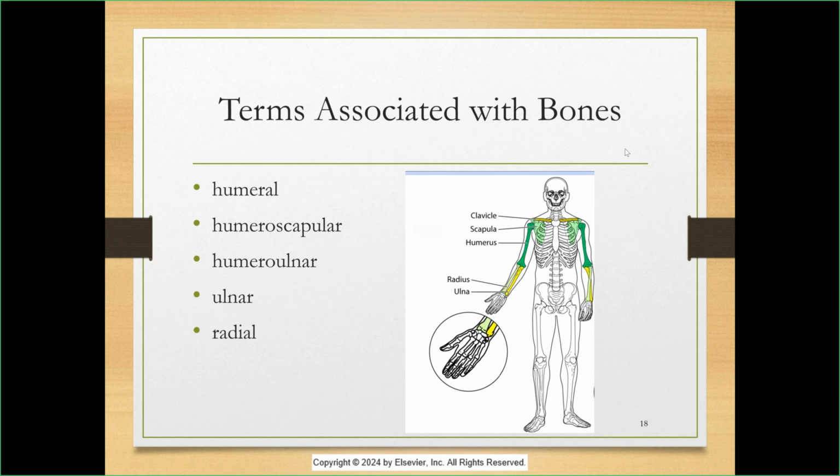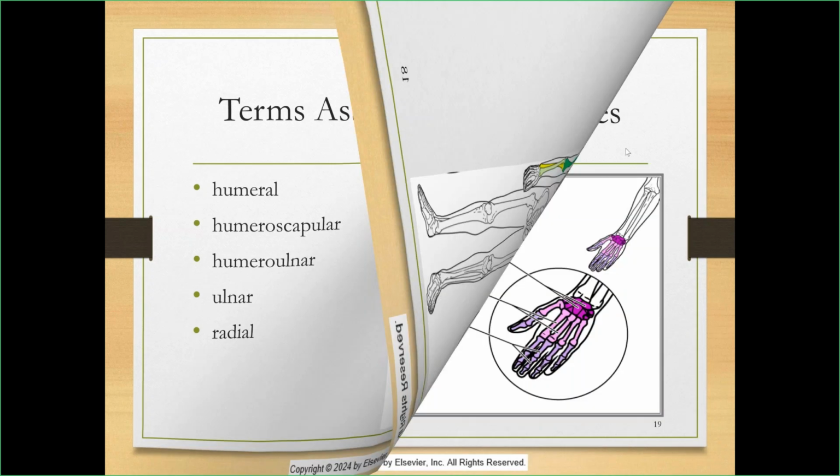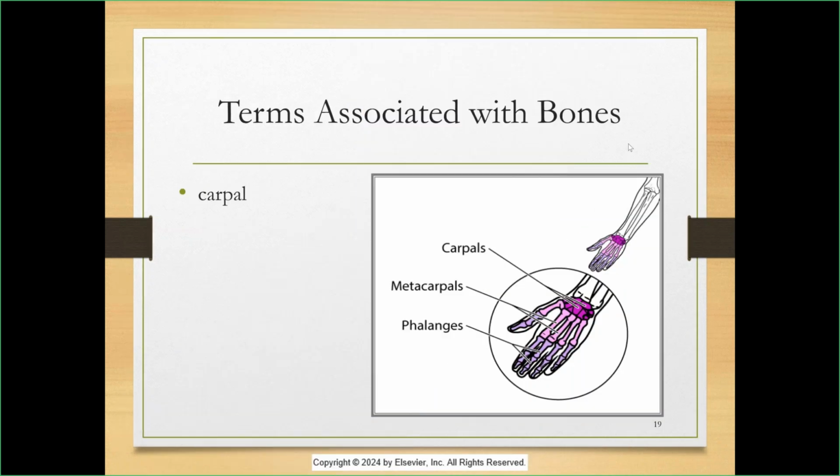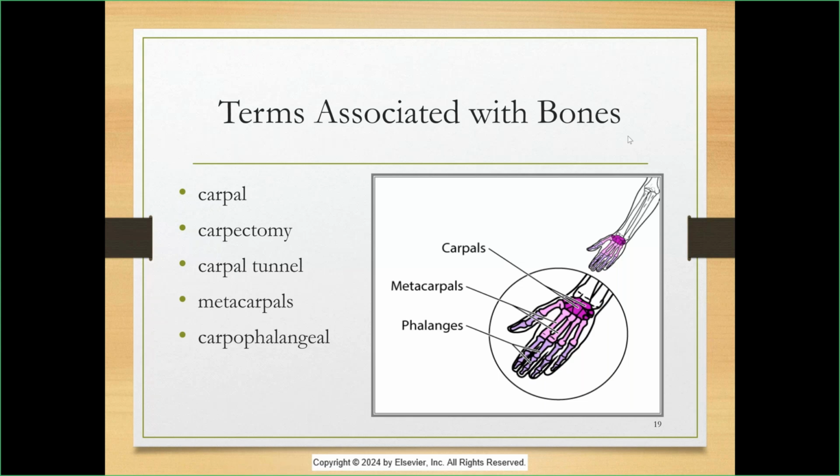Carpal refers to the wrist. Carpectomy is the excision of one or more bones of the wrist. Carpal tunnel is a passageway in the wrist through which the nerves and flexor muscles pass. Metacarpals are the bones located between the carpals and the phalanges, fingers. Carpophalangeal refers to the wrist and phalanges, singular is phalanx.